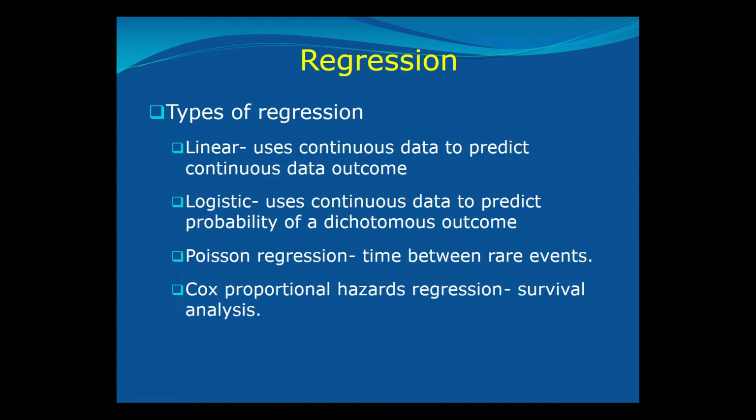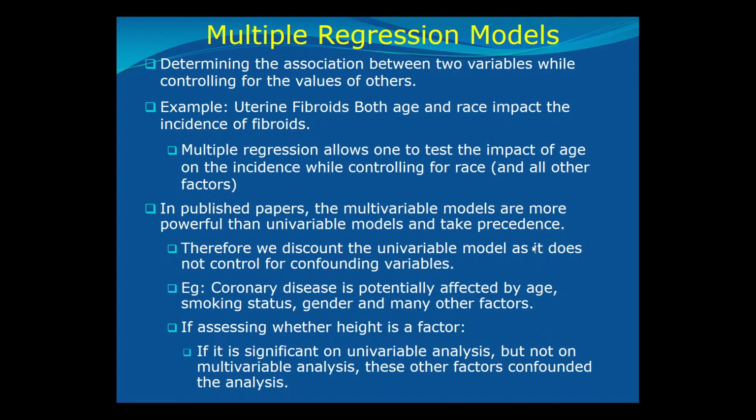We use it to estimate survival in survival analysis. Multiple regression models. If we have more than two variables, we should use multiple regression models. We use multiple regression models to determine the association between two variables while controlling for the values of others.